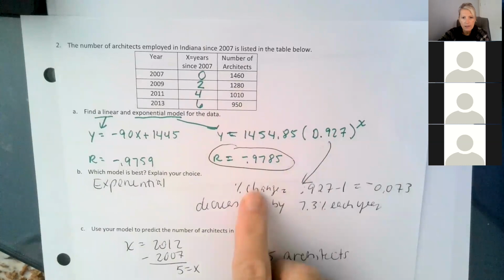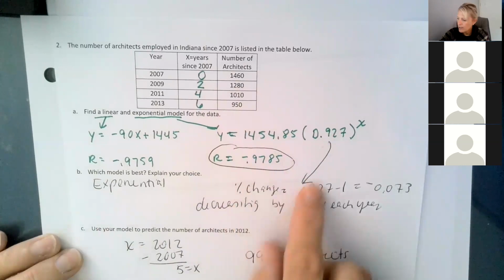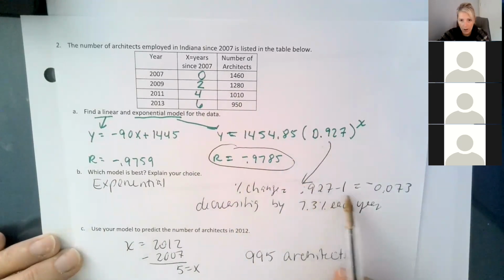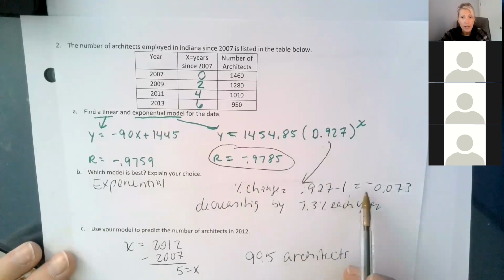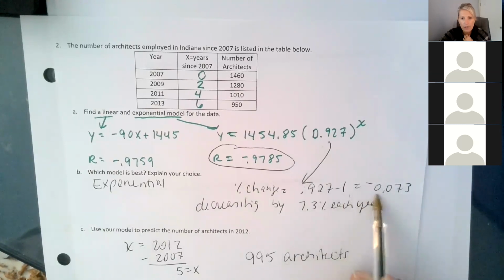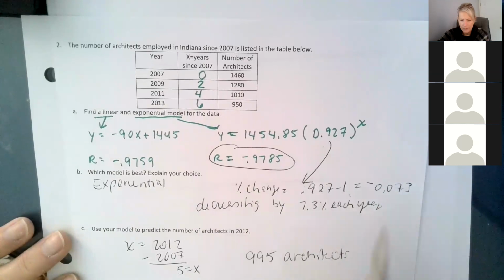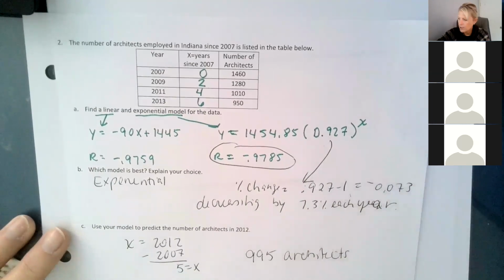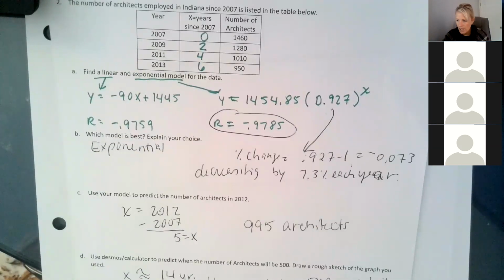So you're going to find the percent change, which is a decrease for us, right? By taking your growth factor, the 0.927, and subtracting 1. And it feels like you should say 1 minus, but it's always the growth factor subtracting 1. And that's going to come out to be a negative, which solidifies the fact that it is a decay, it's decreasing. And that comes out to be negative 0.073, which means that the number of architects is decreasing by 7.3% each year. So I wanted to make sure everybody had an experience to explain that.